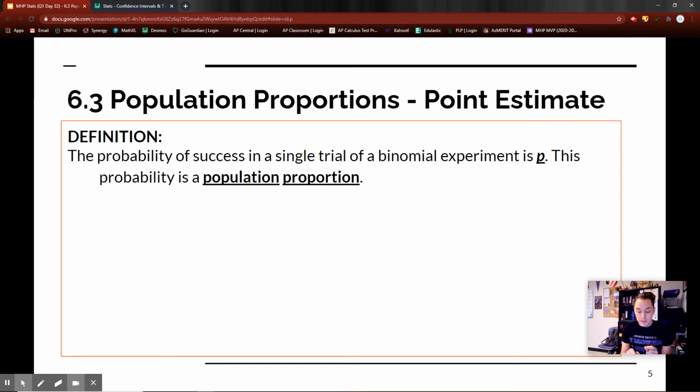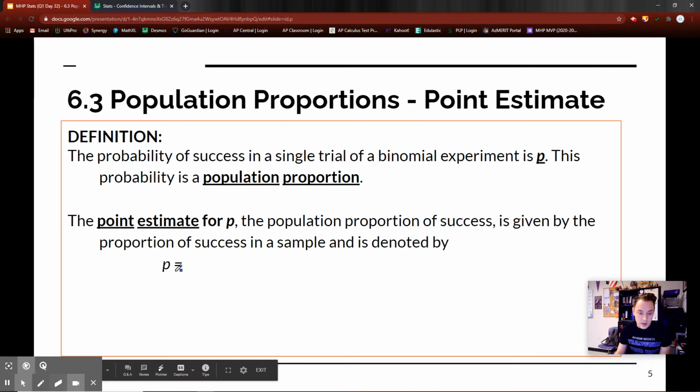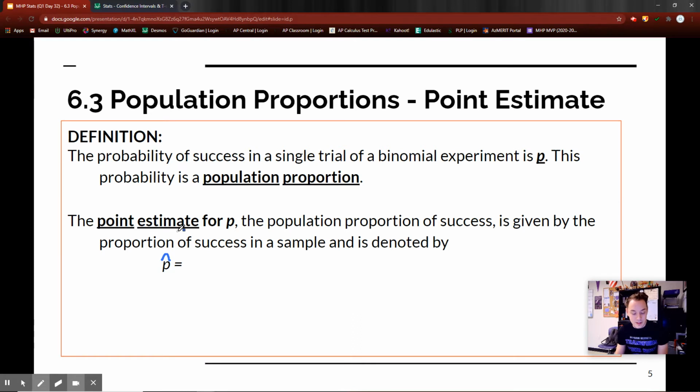Now, this probability is a population proportion. The point estimate for P, the population proportion of success, is given by the proportion of success in a sample and is denoted by this. So actually, this is going to be P hat. I just can't write the P hat on Google Slides. But this is going to be X all over N. This is what we call a sample proportion. We're going to be using this a lot.